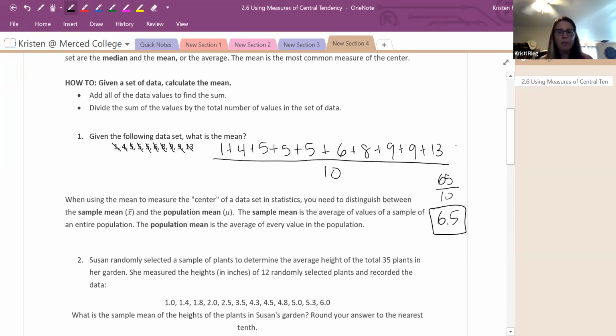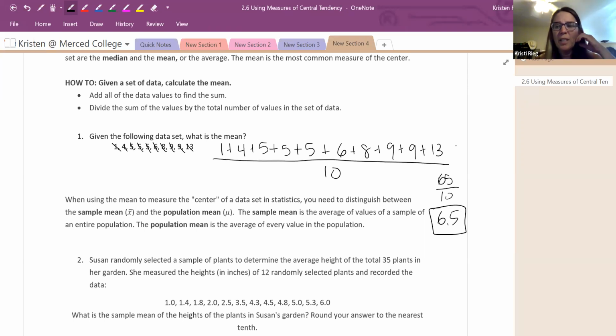I like to add it up first, because if you type in all those plus signs and then you hit divided by 10 and you didn't use parentheses in there at all, the calculator is only going to divide the 13 by 10, because that's the last thing on the list. And so I like to do all of it first, get that 65, and then do divide by 10. Okay, so the average or the mean of that one is 6.5.